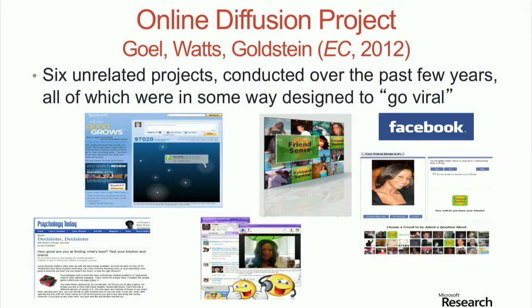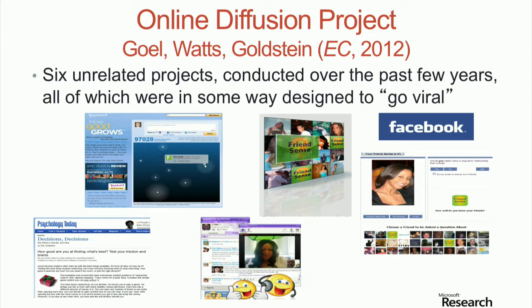Okay, so I'm going to just talk about a few different papers now that really dig into these three questions. The first one is work done with Sharad Goyal and Dan Goldstein back at Yahoo several years ago. And we were really interested in this question of how much of diffusion is viral?